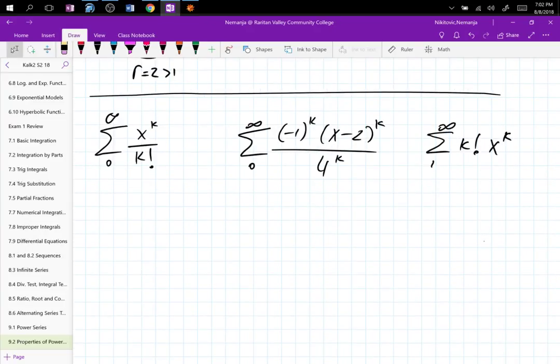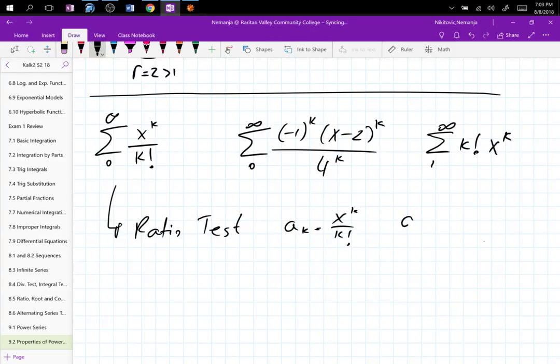So we look at this first series. It's a power series. They all are because they all have x in it. And we go and say, let's use the ratio test to check for convergence. So ratio test says your a_k is x to the k over k factorial, and your a_(k+1) is x to the k plus 1 divided by k plus 1 factorial.